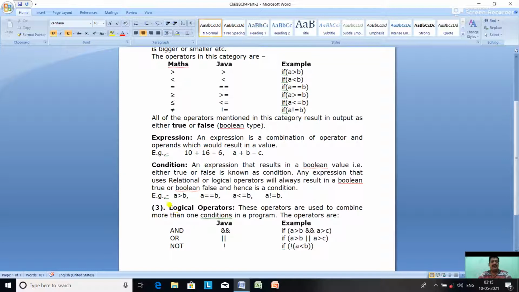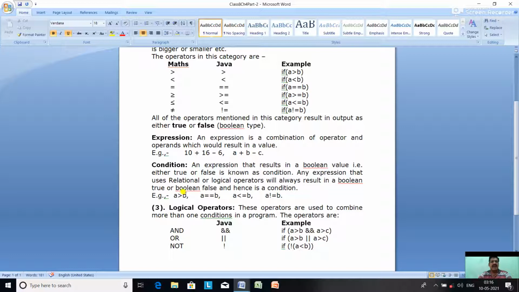Then we discussed condition. An expression that results in a Boolean value, that is either true or false, is known as a condition. Any expression that uses relational or logical operators will always result in a Boolean true or Boolean false. So it is a condition. So always remember, a condition gives a Boolean value, that is true or false.